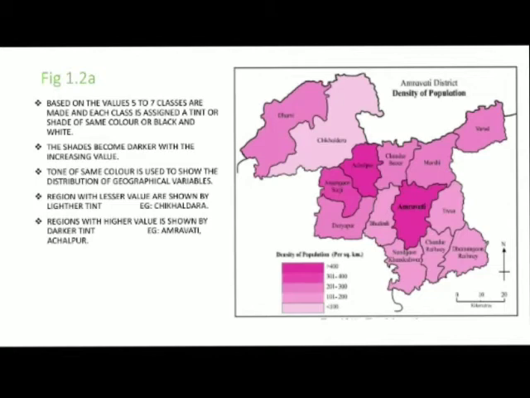If you look at figure 1.2a, which shows the density of population of Amravati district, the tone of the same color is used to show the distribution of the geographical variable. Regions with lower values are shown by lighter tint, for example Chikaldara, while regions with higher values are shown by darker tint, for example Amravati, Achalpur. It means the lesser the value, the lighter the color; the higher the value, the darker the color. Let us see one more example.